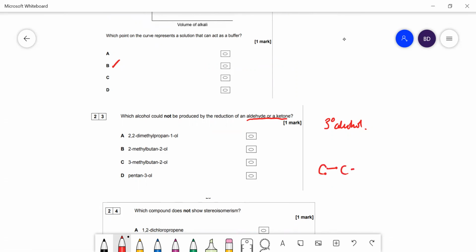2,2-dimethylpropan-1-ol. It sounds like it might be, but it's not. So you've got 2,2, you've got your methyls there, and you've got OH on that end one. So that is actually a primary alcohol, isn't it? So you can oxidize that. 2-methylbutan-2-ol sounds hopeful because we've got the OH on carbon number 2, and we've got a CH3 on carbon number 2. So this carbon is a tertiary carbon. It's attached to 3 others. That's it. 3-methylbutan-2-ol, that's a secondary alcohol, and pentan-3-ol, that's a secondary alcohol as well. So B is the right answer.